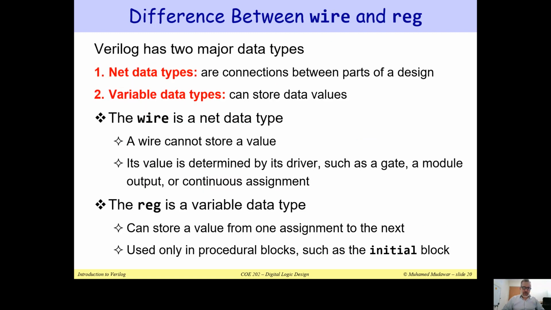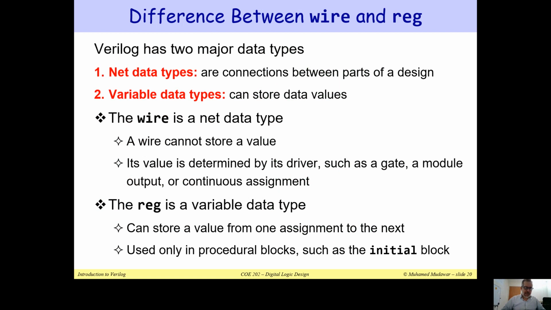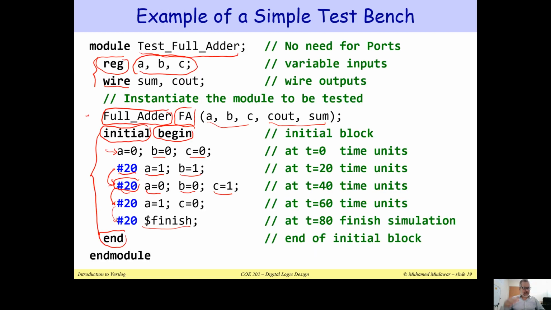Okay, so notice that here there is a difference between register and wire. This is explained here in this slide. So wire is called a net data type. Net here means wires, like wires that we have in real circuits. On the other hand, the type register is a variable data type. So Verilog distinguishes between register and wire. Register means variable, and wire is just like wires that we have in circuits.